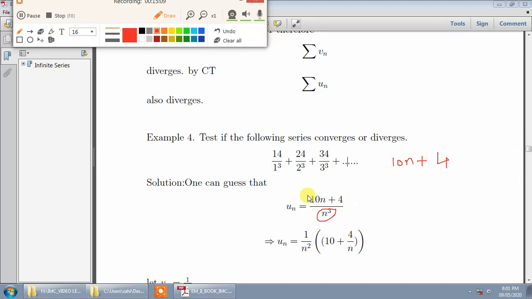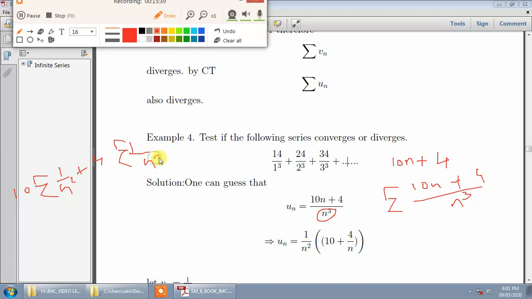Now let us see this series. This series is summation of (10n plus 4) divided by n cube. Now you can solve this problem in two ways. If you carefully look, there are two series. The first series has 10 outside, n divided by n cube, which is 1 upon n square, and plus 4 outside, we have summation 1 upon n cube. Now note that this series is a p series, and this series is also a p series.